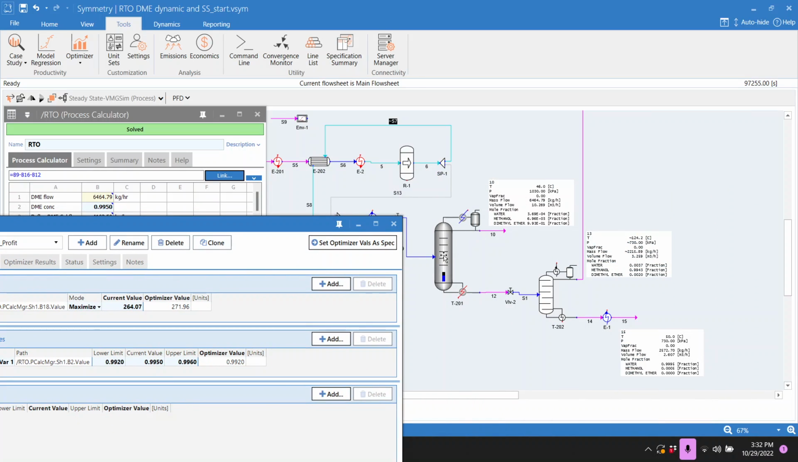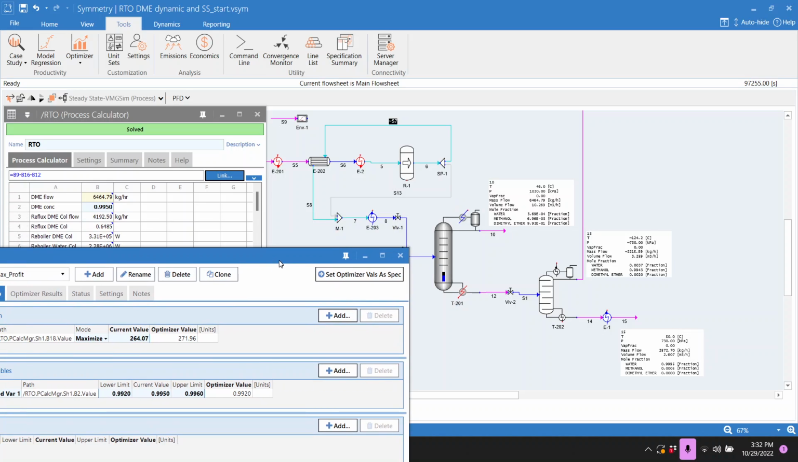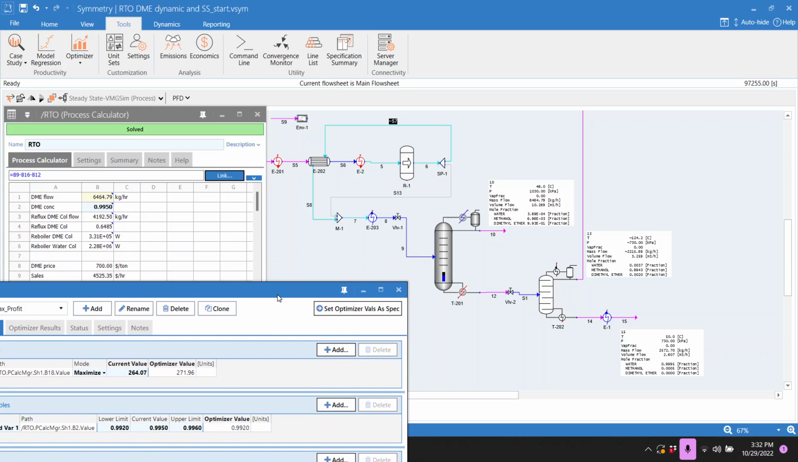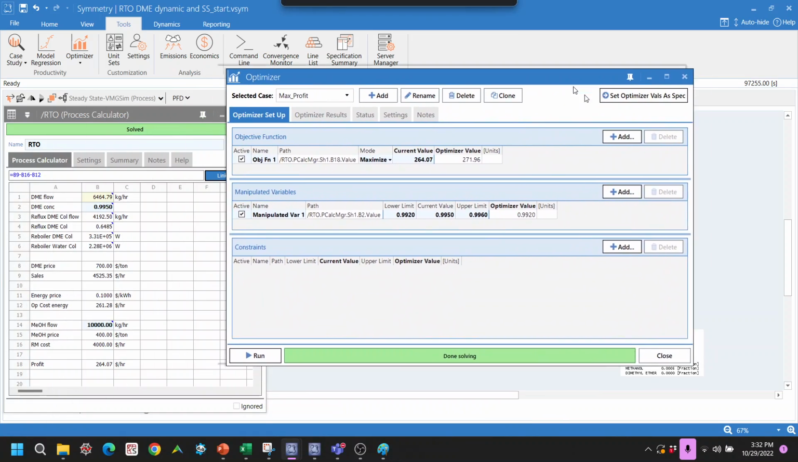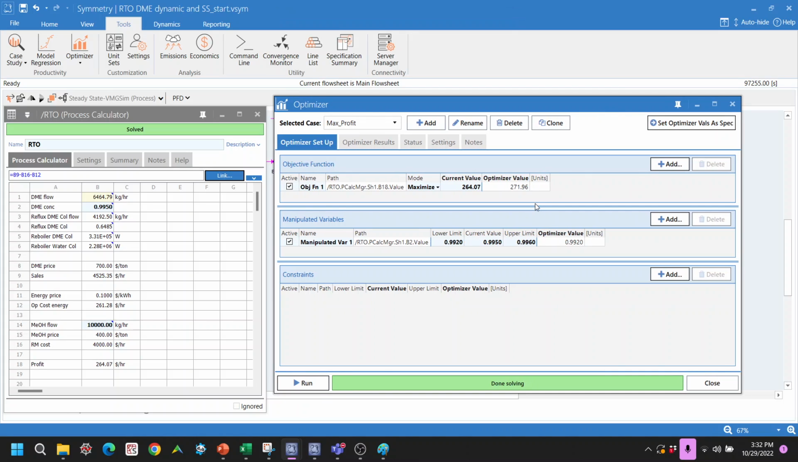I want to manipulate the reflux rate because if I put more reflux, I will end up with purer DME, but it will then cost me the duty, right? And I don't get any extra money for selling a purer DME. The price is fixed at 700. So I only use the reflux ratio as my independent variable.